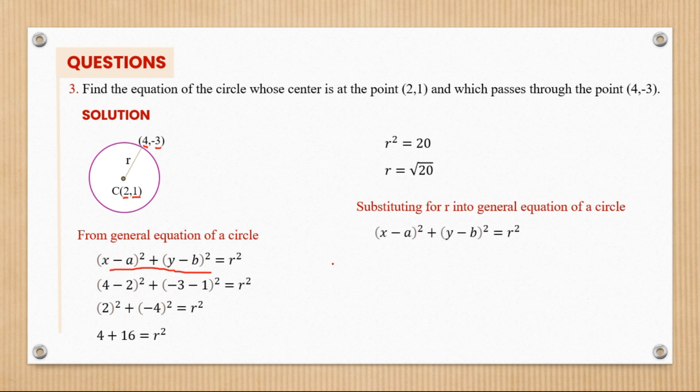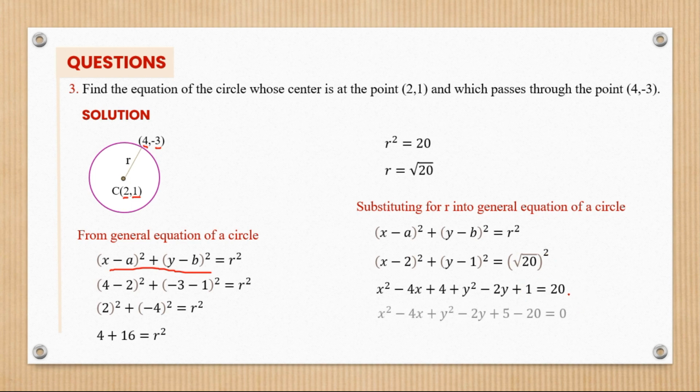So from the same general equation of a circle, I'm going to plug in the values we found. r is root of 20, so I have root of 20 squared, and remember that a is 2 and b is 1. When I expand this, it will give me x squared minus 4x plus 4, then y squared minus 2y plus 1, and root of 20 squared is 20. So now I can bring this 20 in: 4 plus 1 is 5, so I'll have 5 minus 20, everything being equal to 0. Then it will be x squared plus y squared minus 4x minus 2y minus 15 is equal to 0, and that is the equation of the circle.